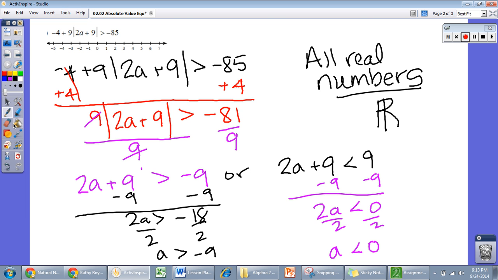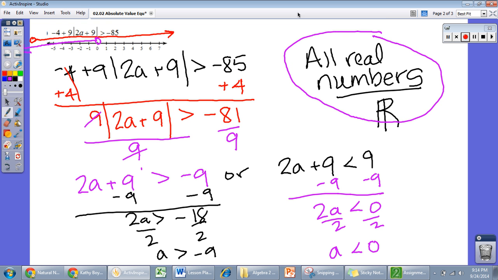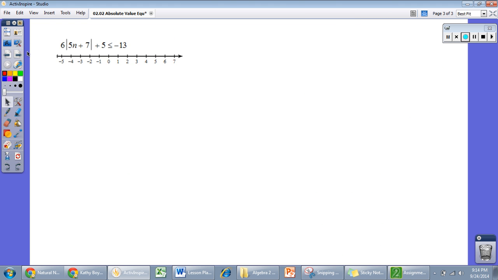Now, if we were to put this on our number line, let's see what that looks like. If we were to graph, and I'll graph it in red, a is greater than negative 9, it would be an open circle, and we'd be shading all values greater than negative 9. A is less than 0, again, open circle, and we would shade all values less than 0. So we can see it overlaps, but also continues in both directions. Basically, all of our numbers are being covered. So the solution, all real numbers, applies. Let's take a look at our last problem.